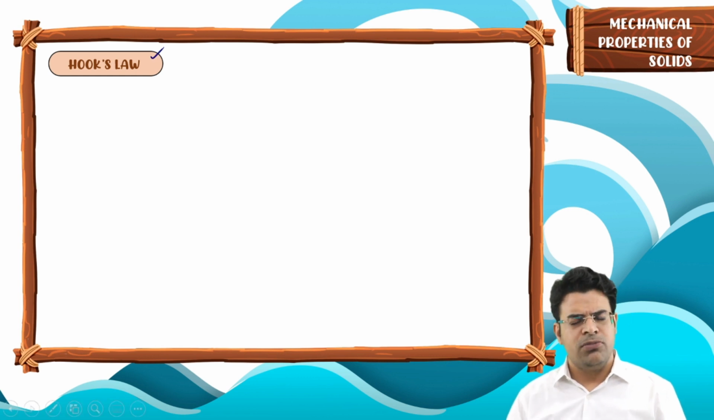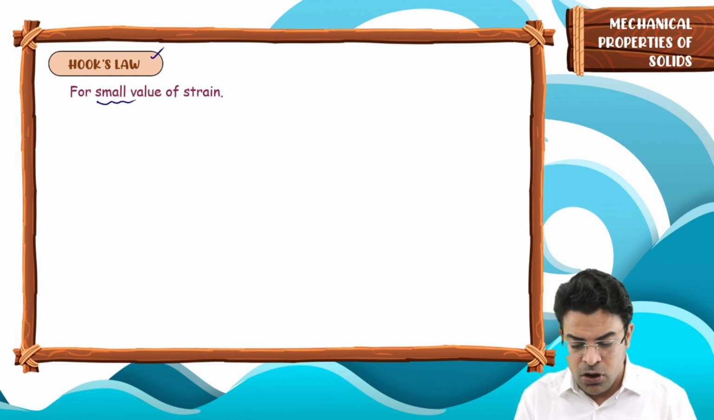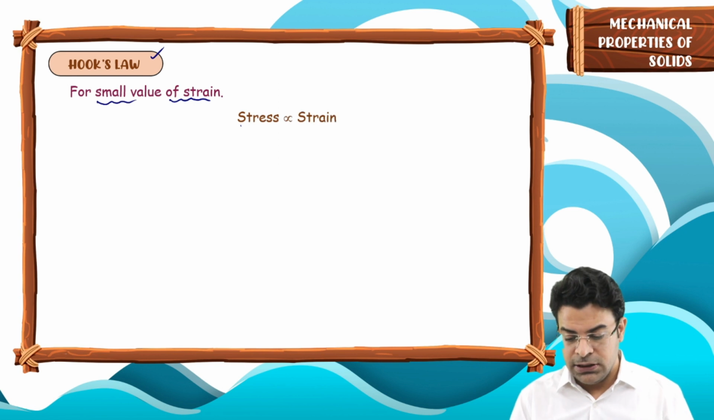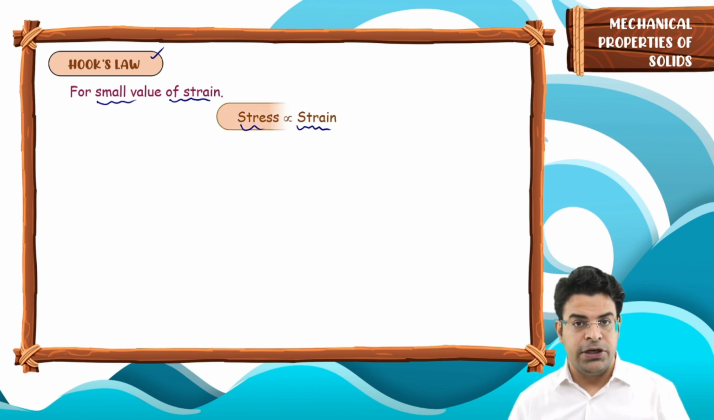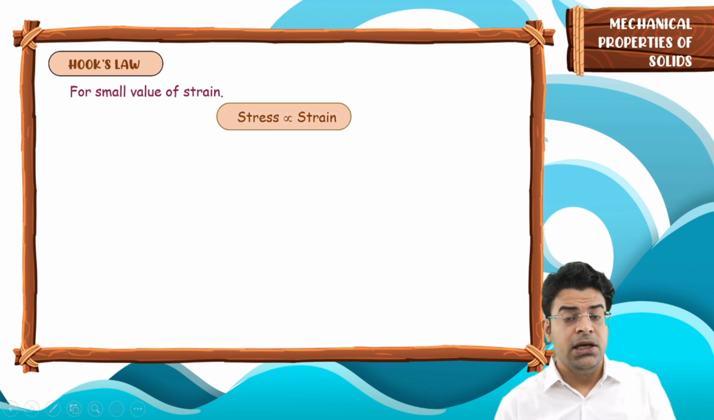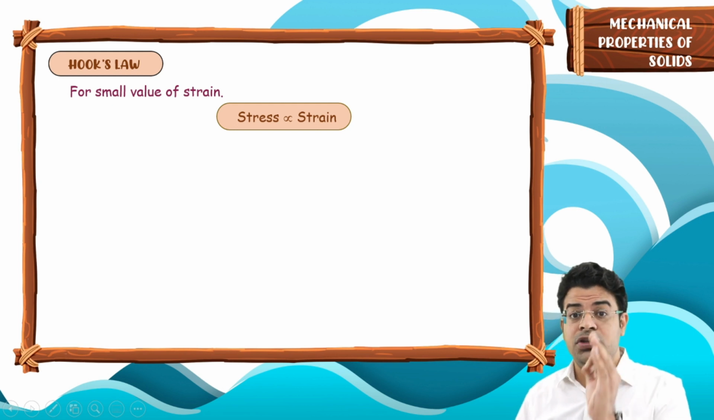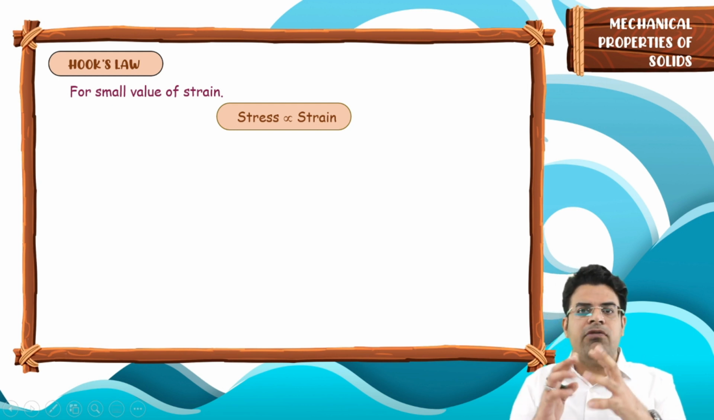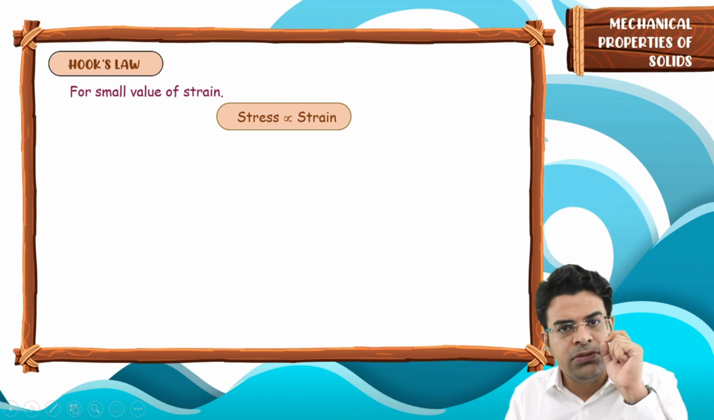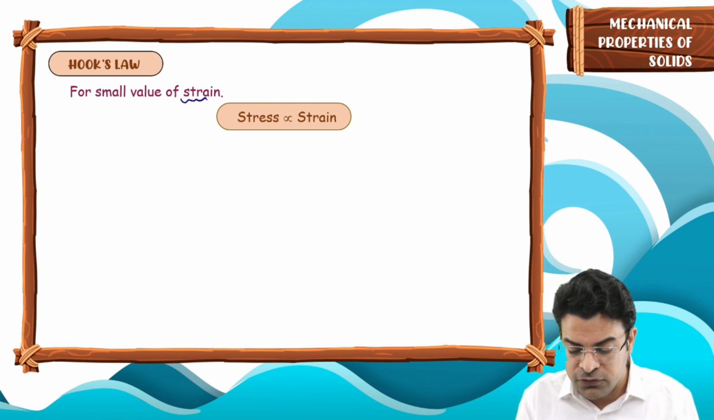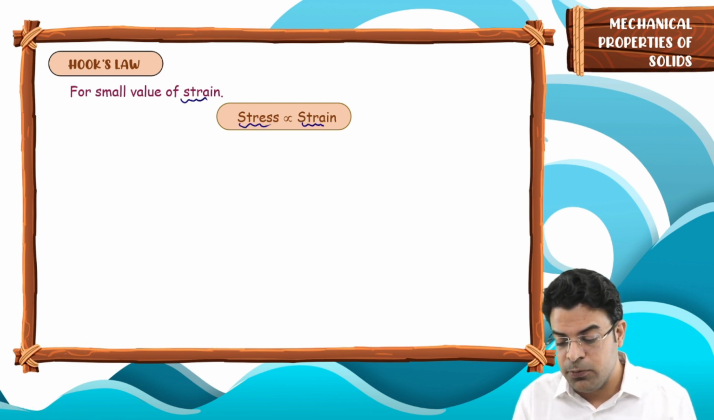What is Hooke's law? A simple law. It says that for small value of strain, the stress is directly proportional to strain. You can't have large strain. You should have only small strain. So for small value of strain, the stress is directly proportional to strain.